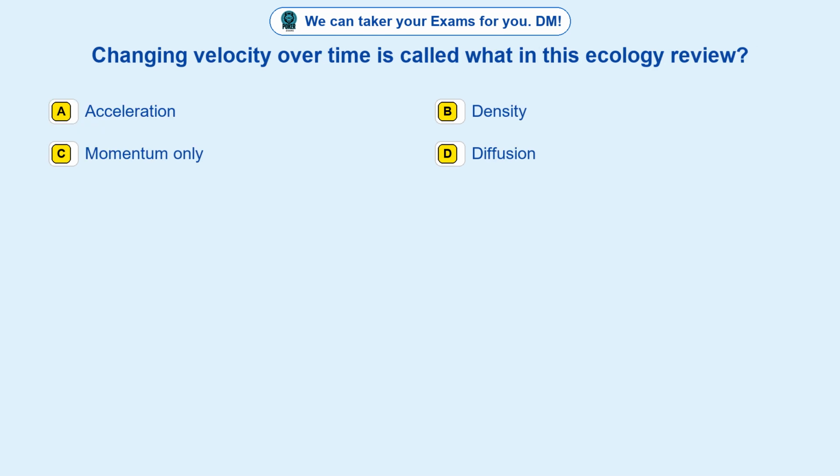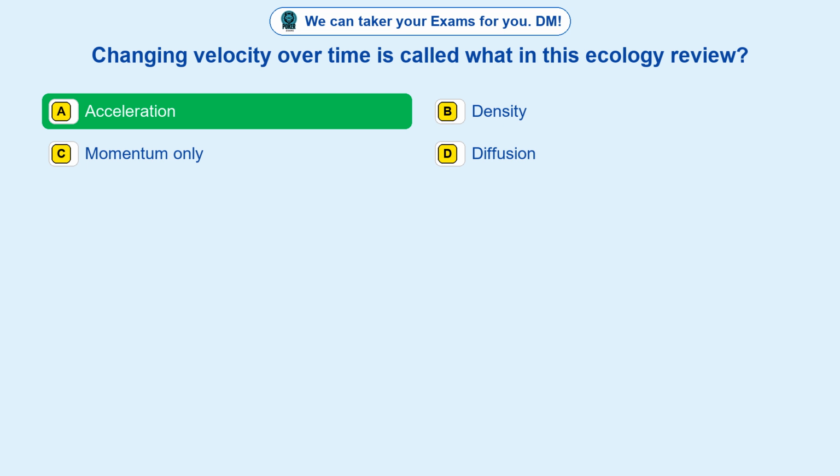Question 56. Changing velocity over time is called what in this ecology review? Option A, acceleration. Option B, density. Option C, momentum only. Option D, diffusion. The correct answer is option A, acceleration.